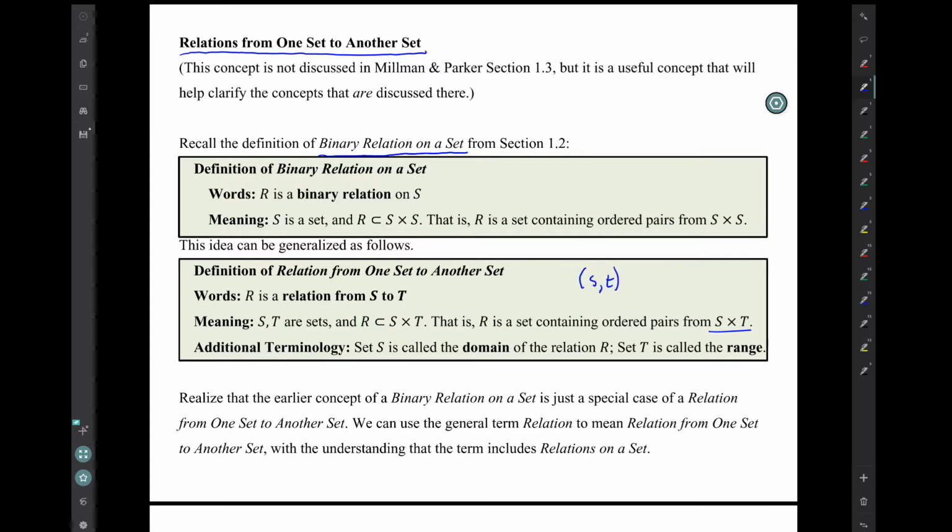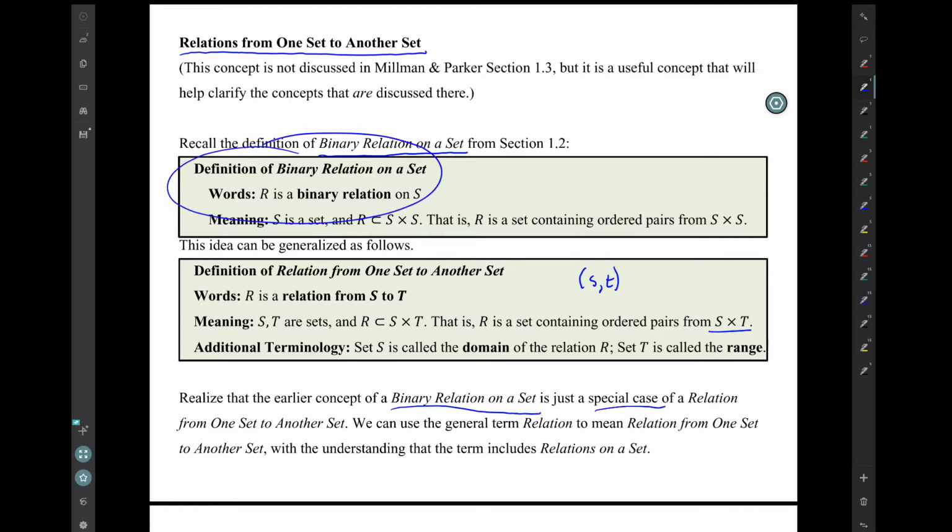There's some additional terminology. The set on the left, set S, is called the domain of the relation. The set on the right, set T, is called the range of the relation. Now realize that the earlier concept of binary relation on a set is just a special case of a relation from one set to another set.